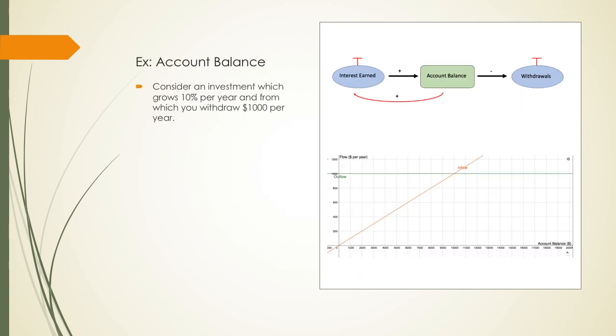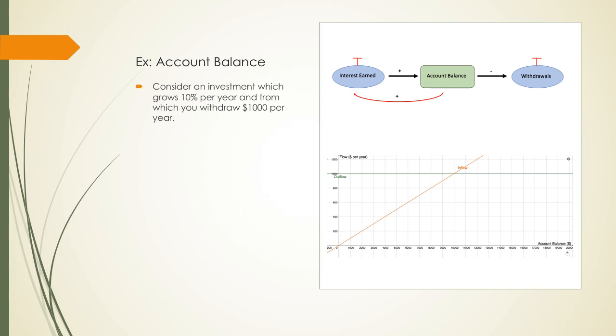Here's another example from earlier in the semester. Consider an investment which grows 10% per year and from which you withdraw $1,000 per year. Here, the outflow is a constant $1,000 per year. The input, the interest earned, is directly proportional to the account balance. This creates an amplifying feedback loop in the stock flow model. The graph at the bottom plots the flow in relation to the stock level. From this graph, we can see that the equilibrium occurs when the stock level, or the account balance, is $10,000.